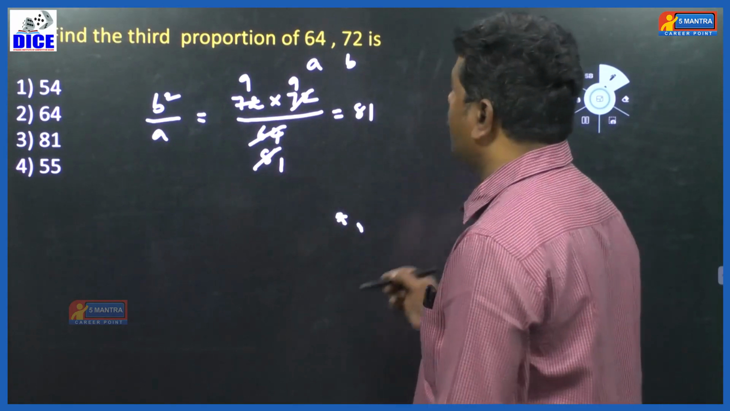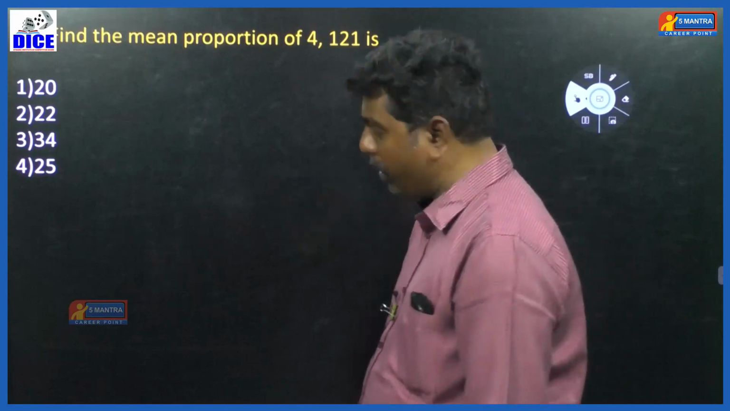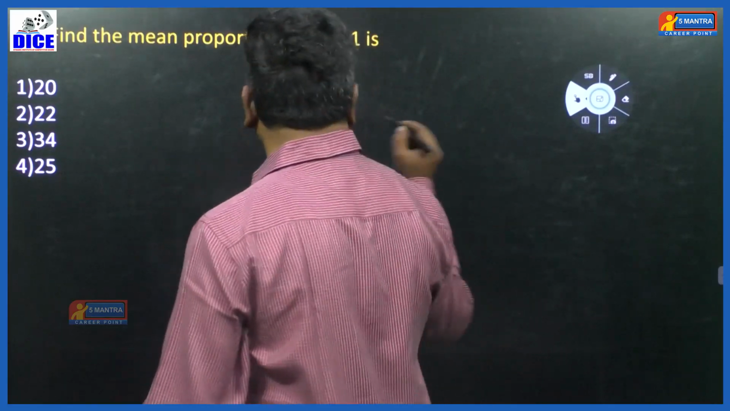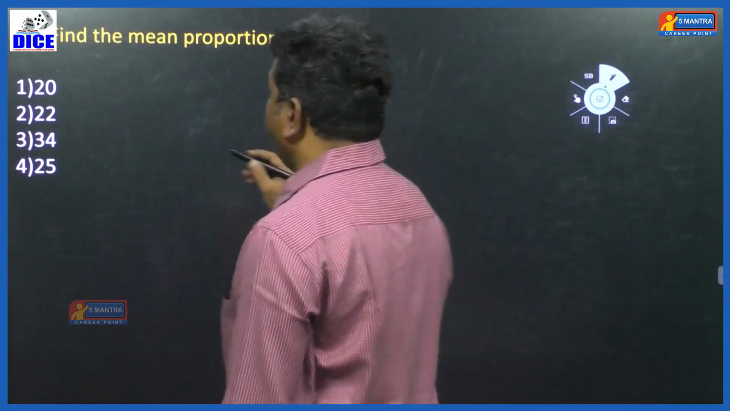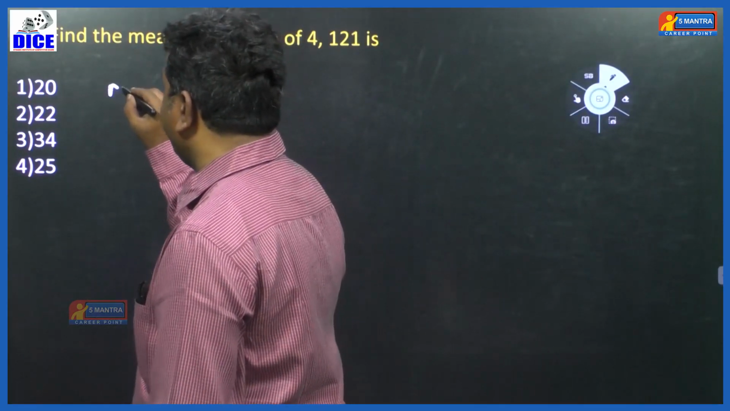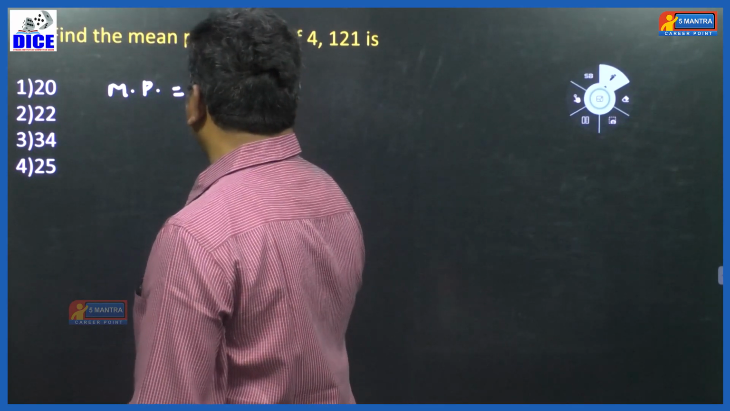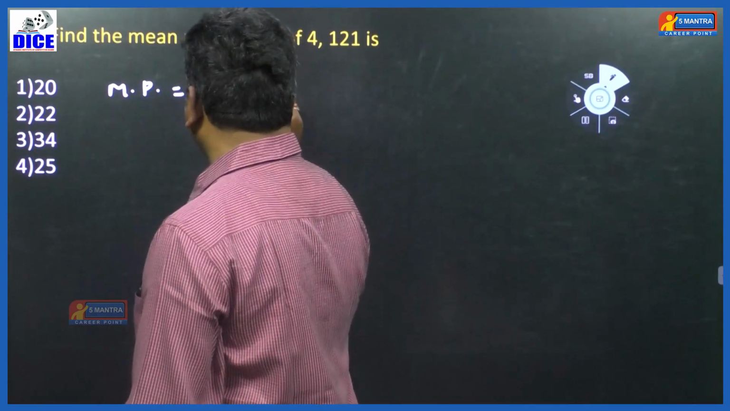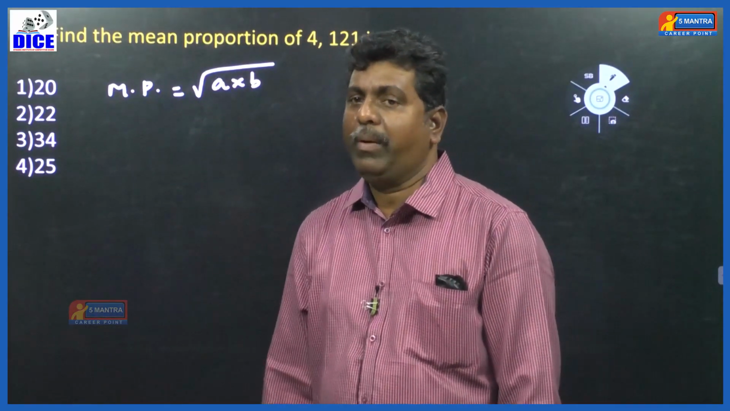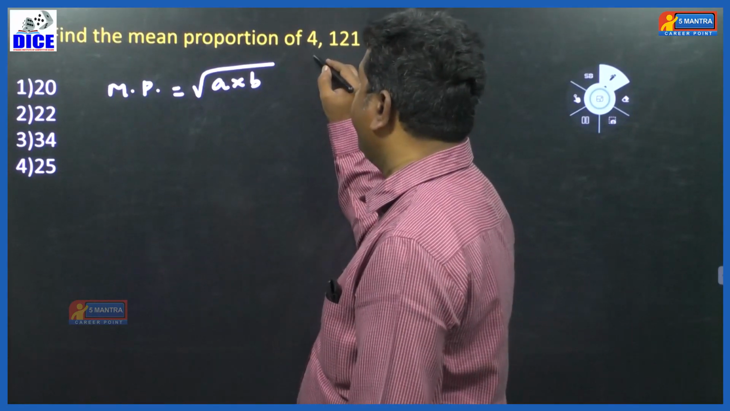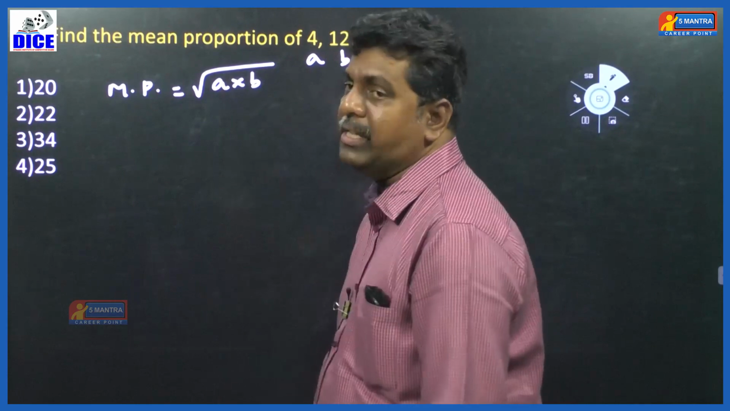Now we can go for the next new model. Find the mean proportion of 4, 121. Here also we can use the formula. For mean proportion MP, the formula is square root of A into B. The first number is A, the second number is B.